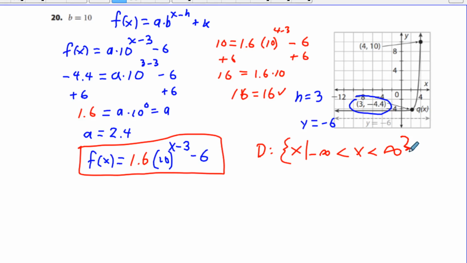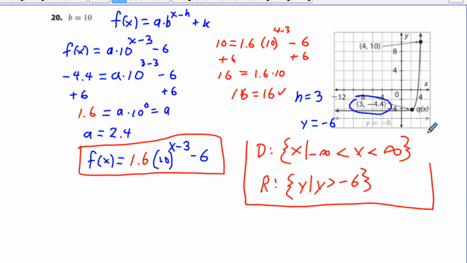And the range we have is y such that y is greater than our horizontal asymptote, which is -6. Occasionally I'll make mistakes intentionally. This was not one of those times. But I hope it showed you that using your test point is really crucial in determining potential mistakes. Okay. Next.